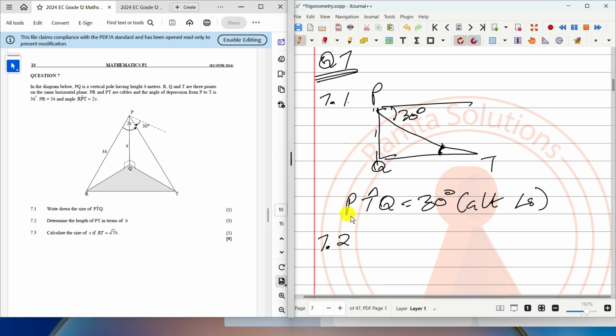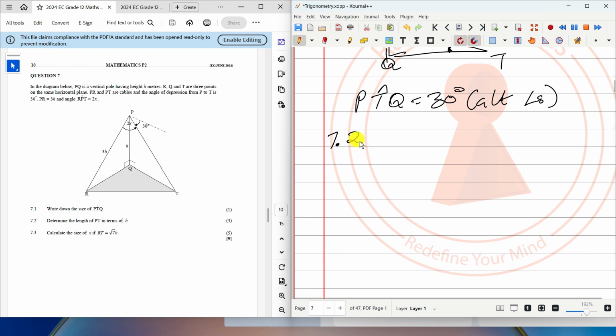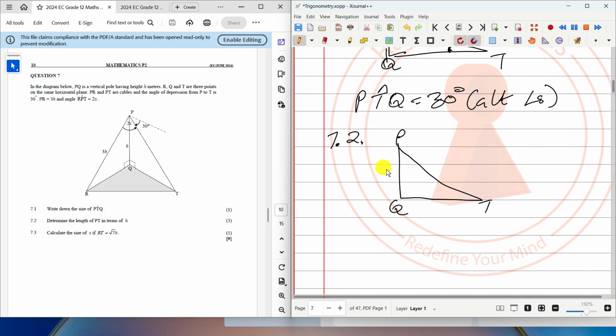7.2 says determine the length of PT in terms of h. Remember the instruction that says show all diagrams. So I would say this is P, and then this is Q, and then this is T, this is h, this is 90 degrees. What is this? It's opposite to 30 degrees. And this is the hypotenuse.